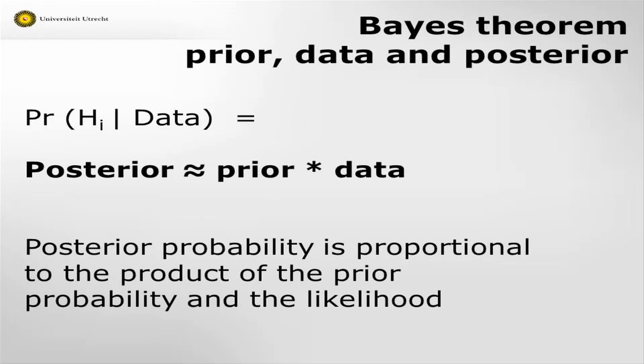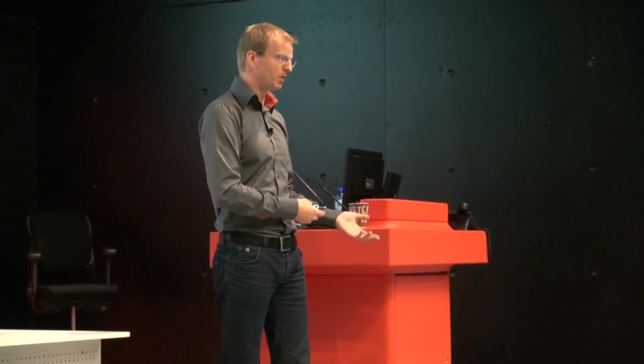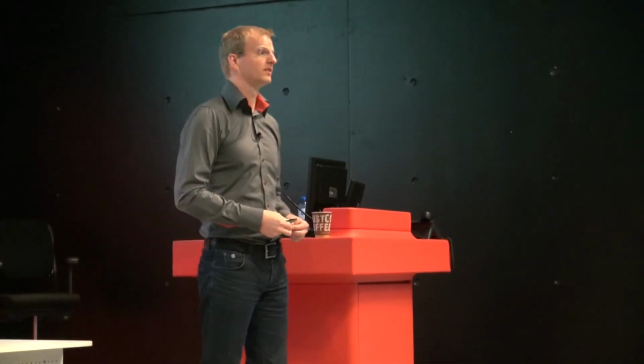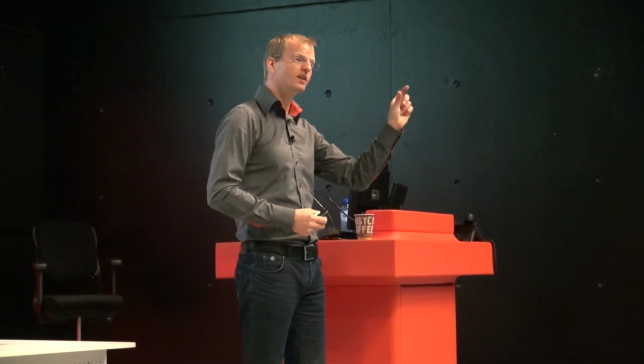The probability of your hypothesis after seeing the data is what we call the posterior. So the posterior is everything we know after observing the data. And the posterior is proportional to the prior, everything we know before observing the data, and the data itself. So we have prior knowledge and the data.